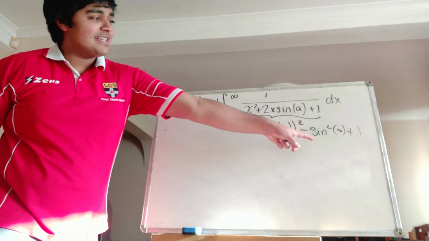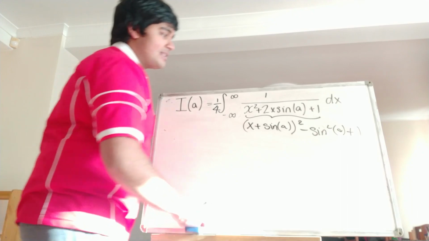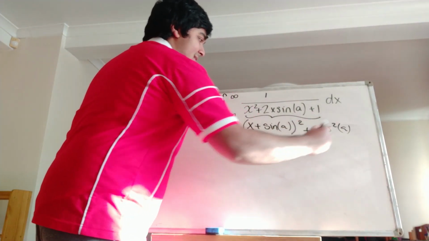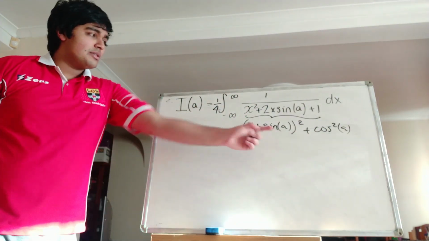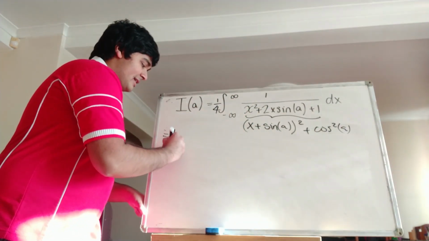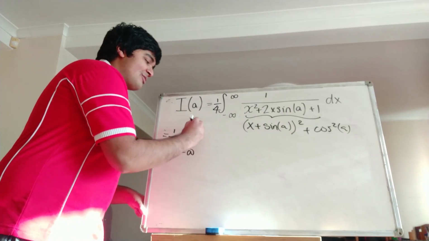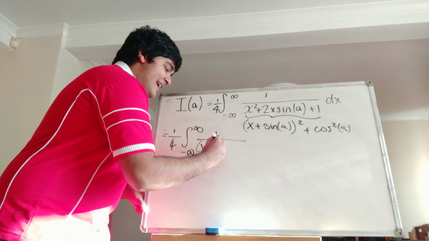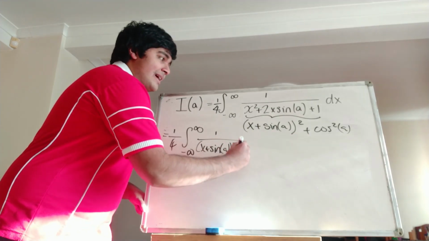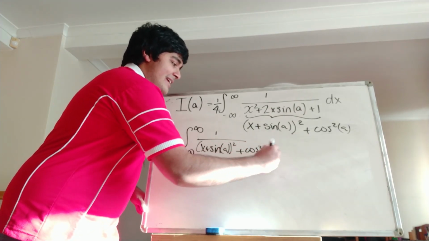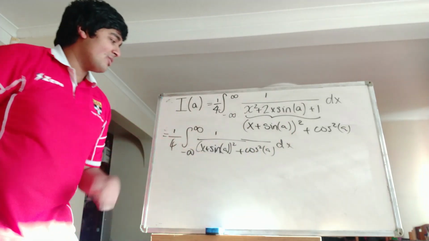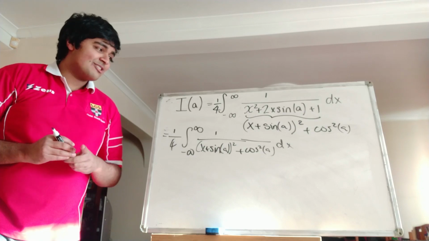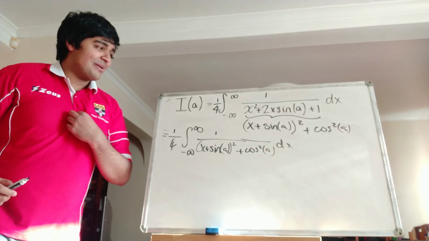Okay, but now you might notice 1 minus sine squared a, that's just cosine squared a. So this thing here is just this plus this. So I want to rewrite this integral using this expression here. So the integral is equal to a quarter times the integral from negative infinity to infinity of 1 over x plus sine a all squared plus cosine squared a dx. And now hopefully you might be able to realise what we're going to do next. It's just a nice u substitution, and we're on the final steps to evaluating this integral.